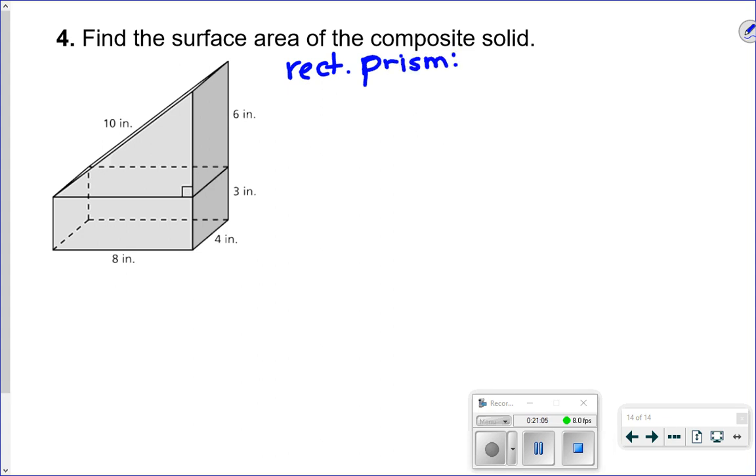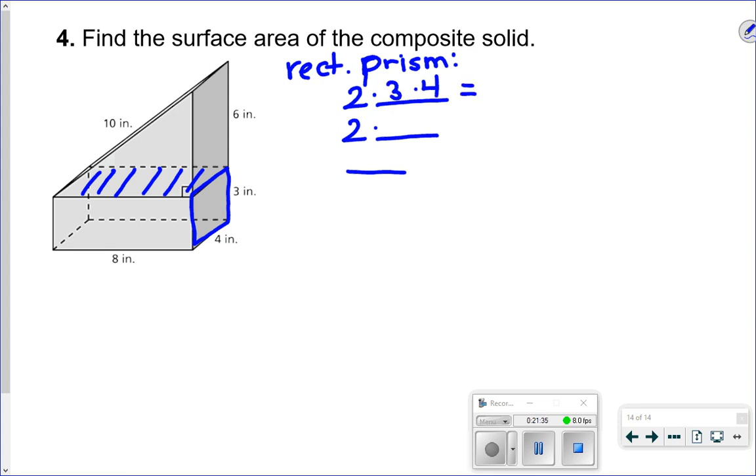Okay, so remember for the rectangular prism, we have 2 times blank, 2 times blank, 2 times blank. But for this one, the top part of the prism, this part right here, doesn't count because it's got a different prism sitting on top of it. So there's only going to be one for the base. I'm going to start with the ones on the side here. These little ones are 3 times 4. So I have 2 times 3 times 4. 2 times 3, that's 6, times 4 is going to give us 24.